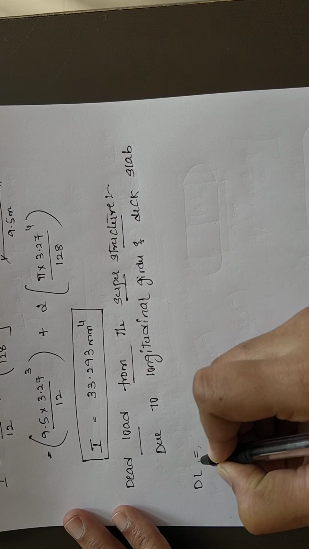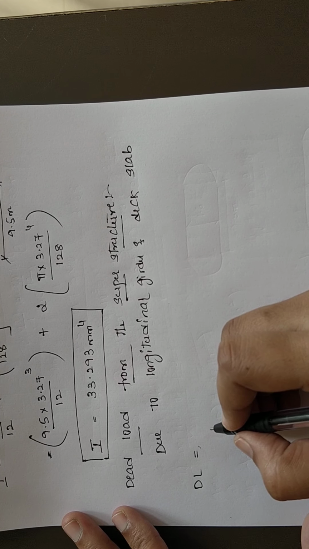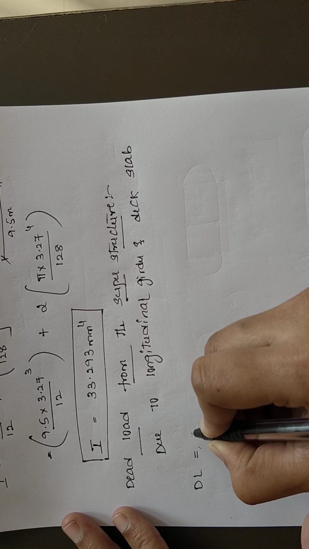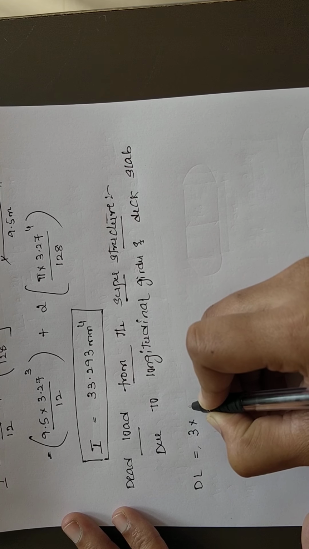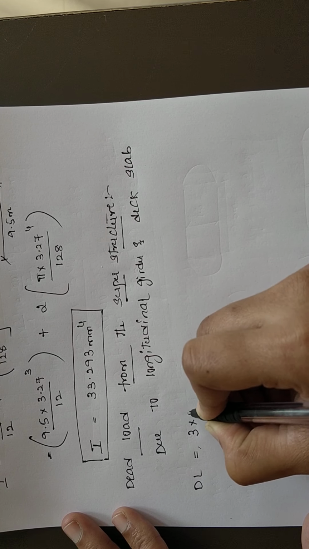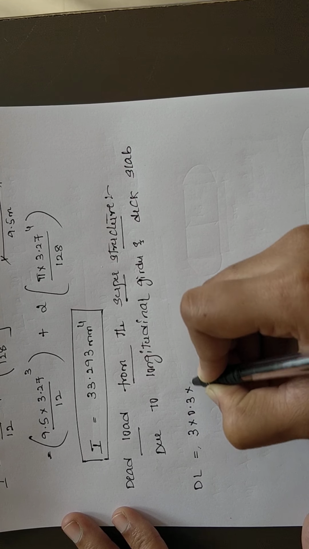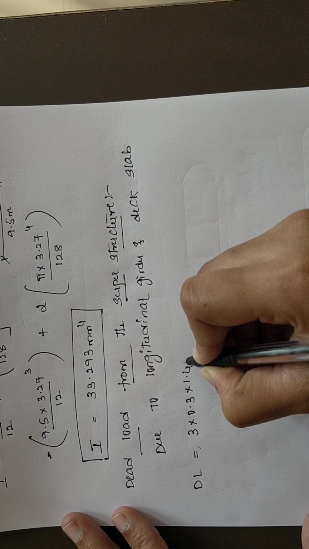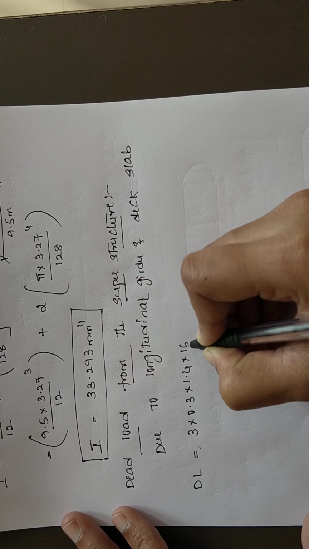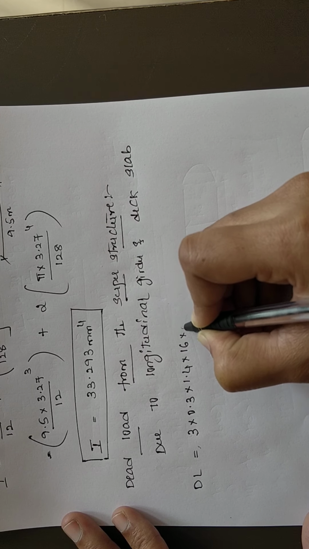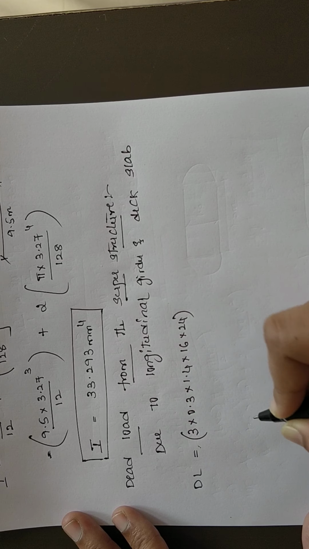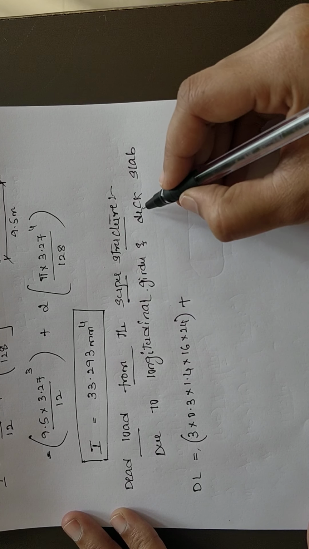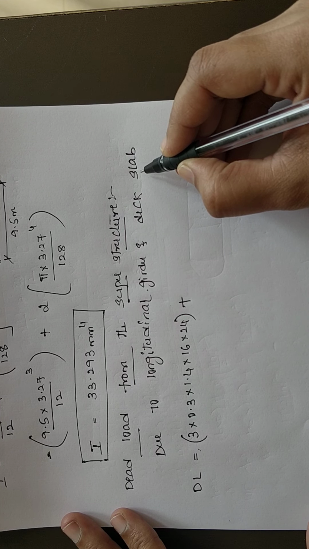Dead load is given by the number of longitudinal girders, specified as 3, multiplied by the width of the girder, take it as 300 mm, that is 0.3, and the depth of the girder, 1.4 meter, specified in the problem, multiplied by the total span, 16 meter, multiplied by its density. This will be the dead load from the longitudinal girder, plus you need to consider the dead load from the deck slab.